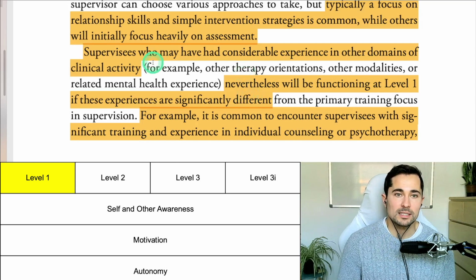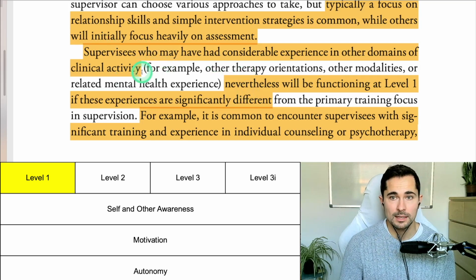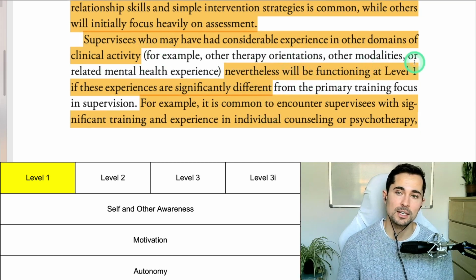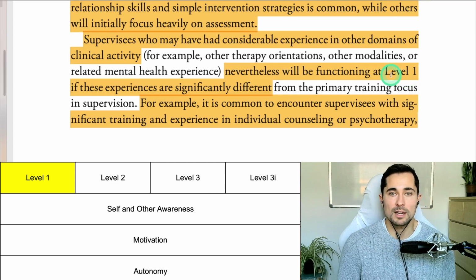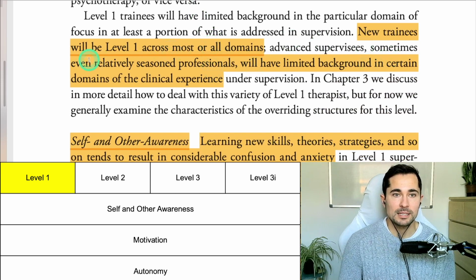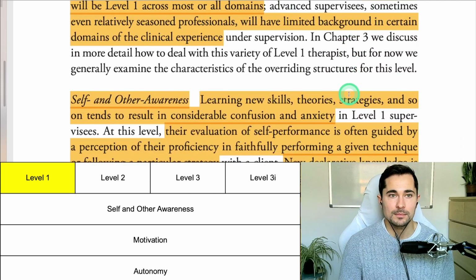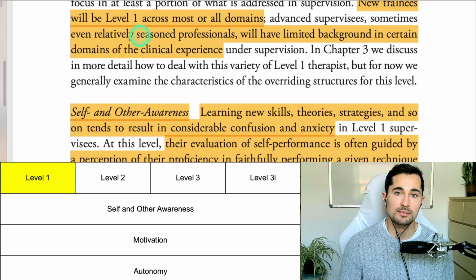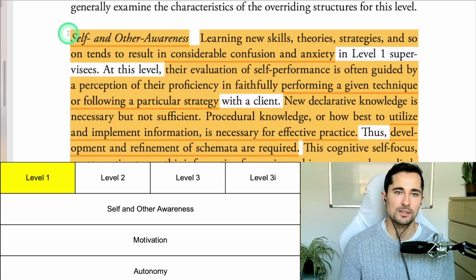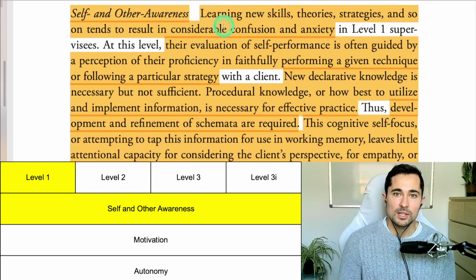So if I've trained in cognitive therapy and I'm now training in person-centered therapy, they might be significantly different enough that I'm now at level 1, even though I'm a fairly competent cognitive therapist. New trainees will be level 1 across most or all domains. Even relatively seasoned professionals will have limited background in certain domains of clinical experience. So let's look at self and other awareness in level 1. So learning new skills, theories, strategies, and so on tends to result in considerable confusion and anxiety in level 1.